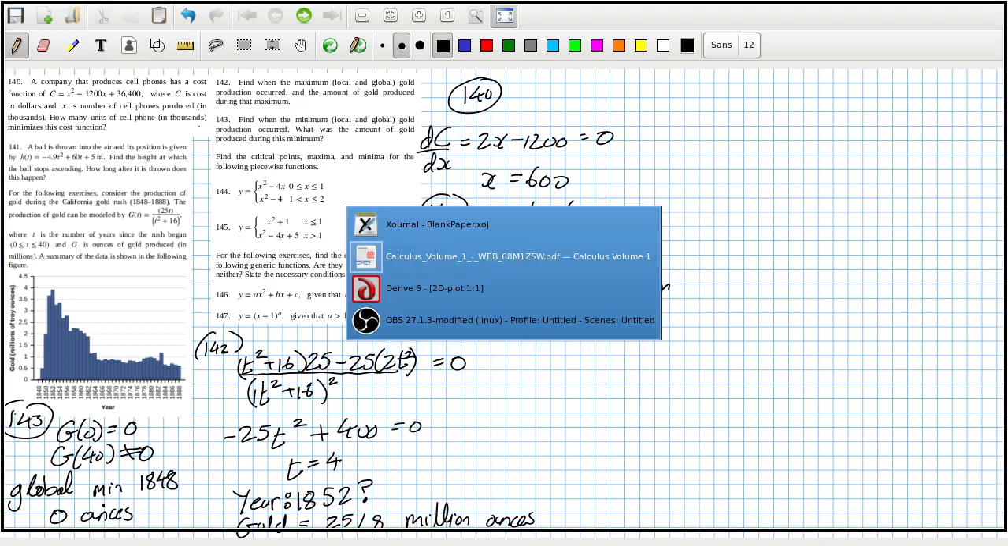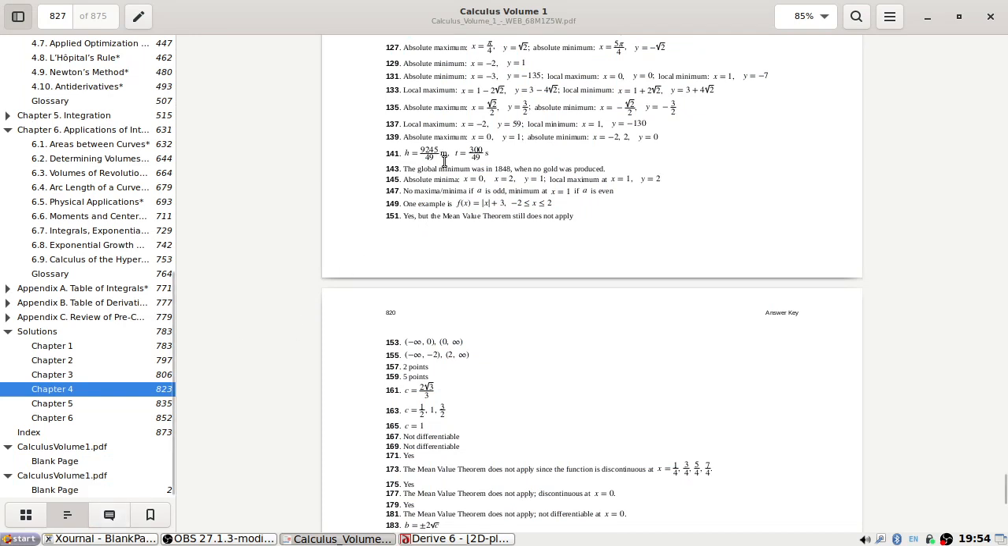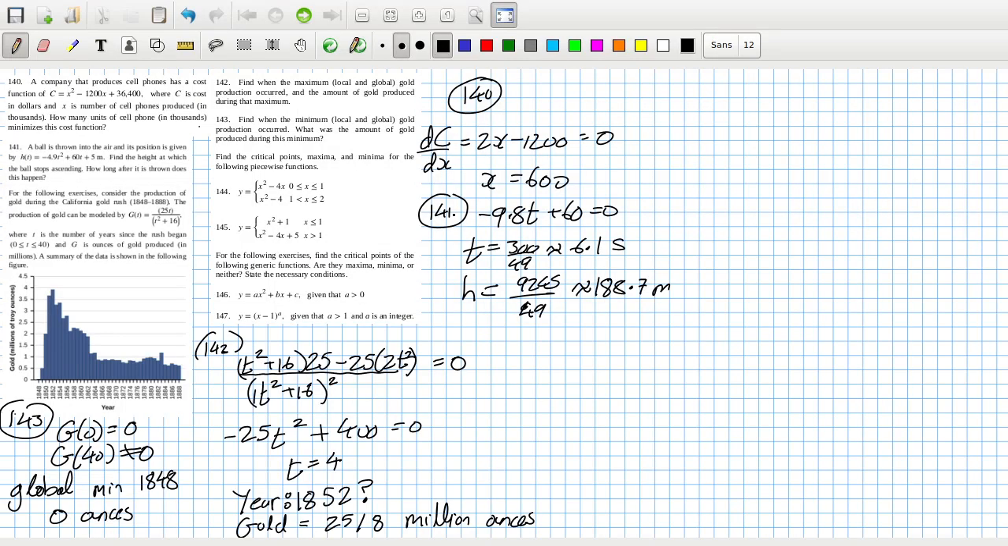Let's see what the answer is. Fortunately, it's an odd one, so we have it. The global minimum was 1848 when no gold was produced. Yeah, it's not local. Okay, good. 144. Find the critical points, max and min, for the following piecewise functions. Okay, let's just check all the key points. So at 0, we have 0. At 1, we'll have -3.